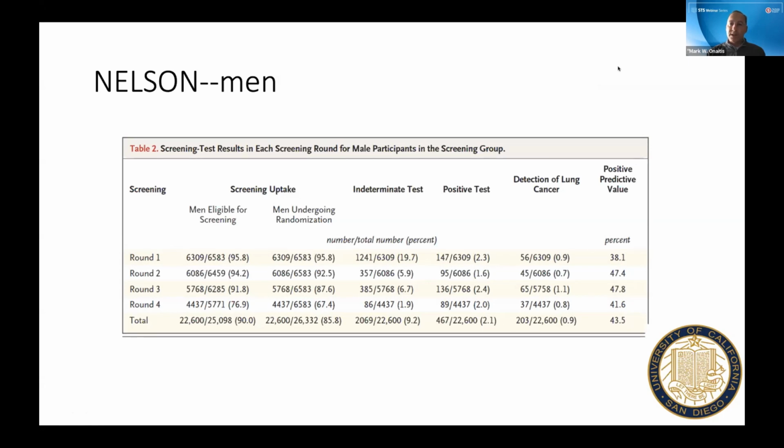Here are the results for the screening group. As you can see in the third column from the right, there were about 2% of positive tests overall, much lower than the 24% in the NLST, and about 1% of those were true positives, and the positive predictive value is in the 45% range.